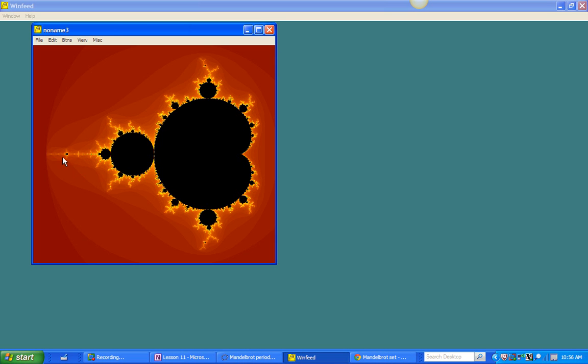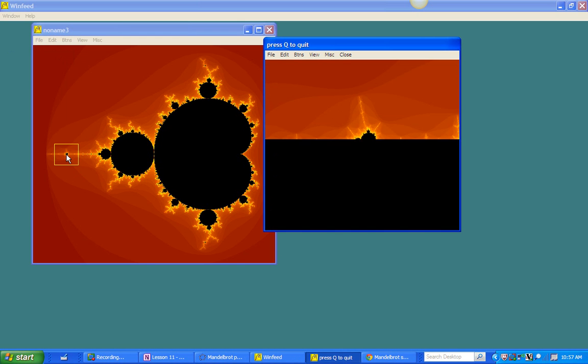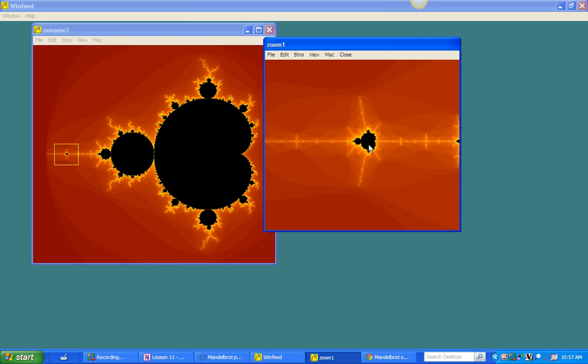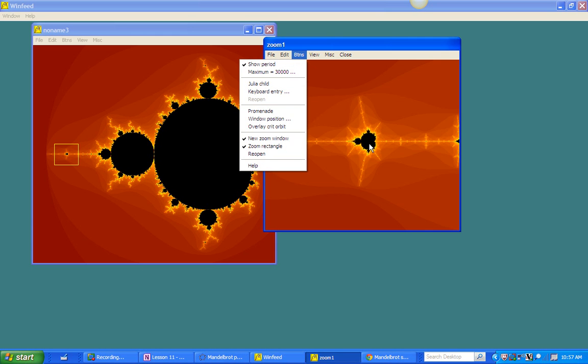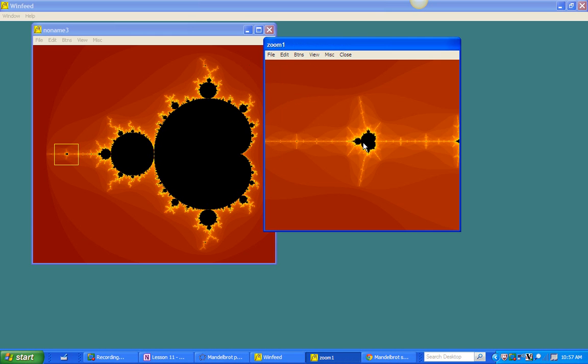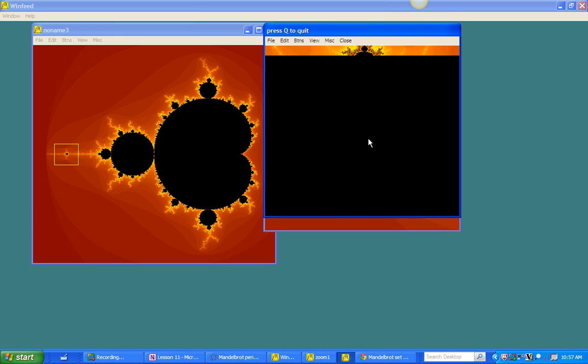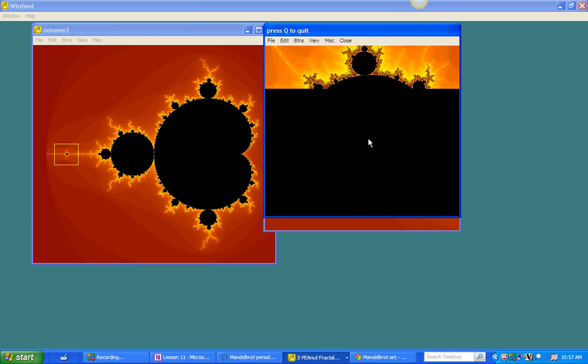Let's zoom in on one more region. You see this little dot right out here? We're going to zoom in on that. And not surprisingly, we see that it's a baby Mandelbrot. Let's look at the period. It's a period 3, which means with period doubling, this will be a period 6. And this will be 9. 3 times 3 is 9. And again, the more you zoom in, the more detail you see. And it's really, really nice and pretty.